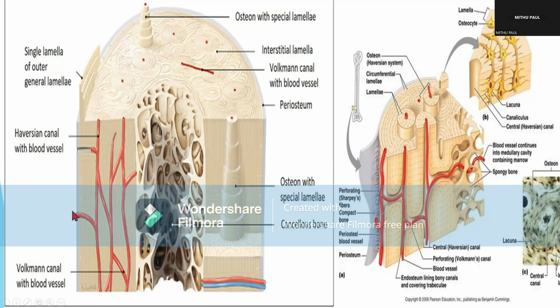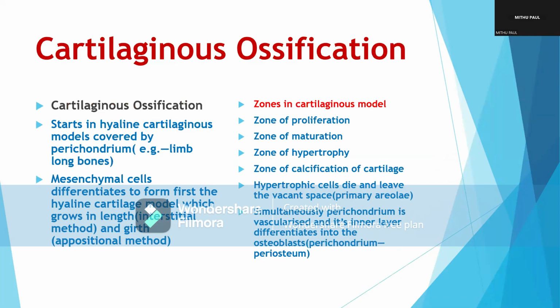And these are the sites of penetration of the vessels, which will ramify inside the compact bone, so also inside the spongy bone, reaching up to the bone marrow. And this is the future nutrient artery. So, what we have just studied, let's recap.